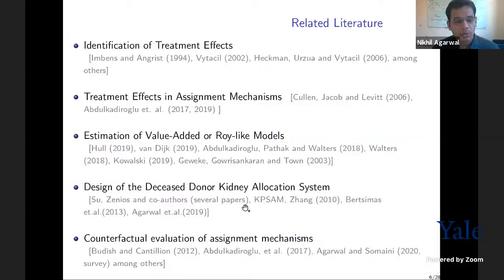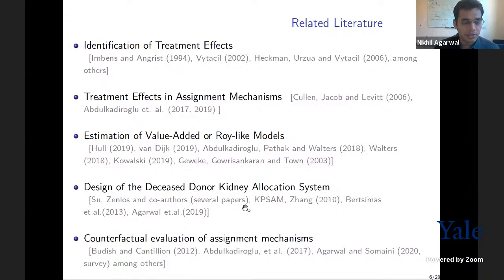And so in particular, we will be closely related to the estimation of value-added or ROI-like models, and we'll be extending some of the recent insights that have taken data from assignment mechanisms, namely school choice, to learn about treatment effects. Now, the design of the deceased donor kidney allocation system has been really well studied.